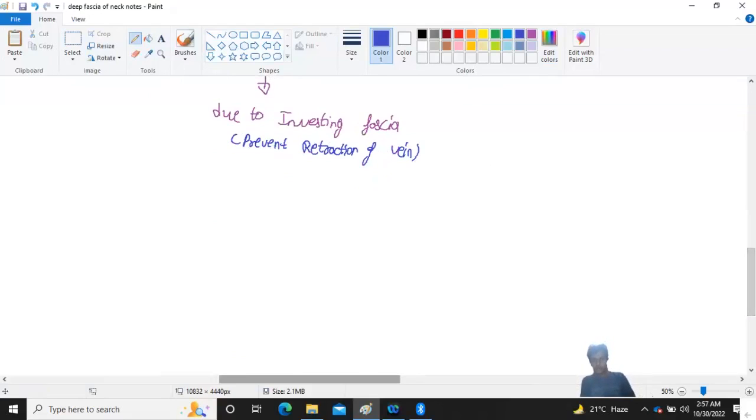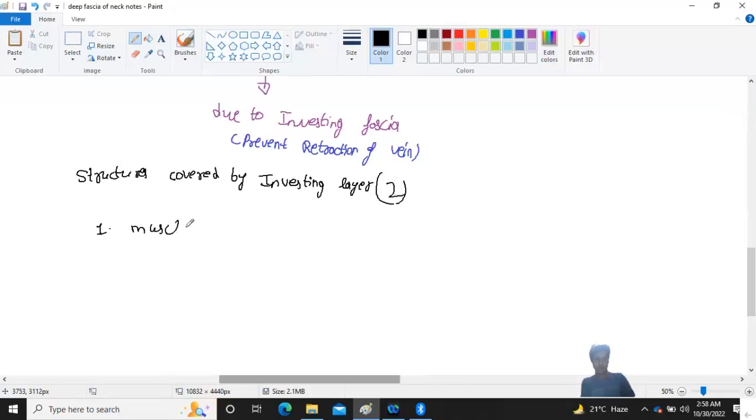So we can write the things. Third point: structures covered by the investing layer. Done. All are two, two. First is muscle. Two muscles, which are sternocleidomastoid and trapezius. We have seen the investing layer covers the sternocleidomastoid, and the other is trapezius.